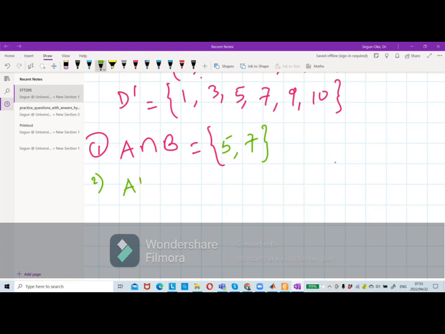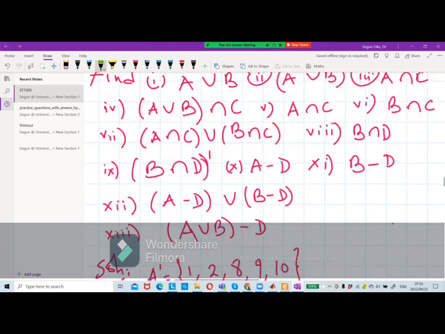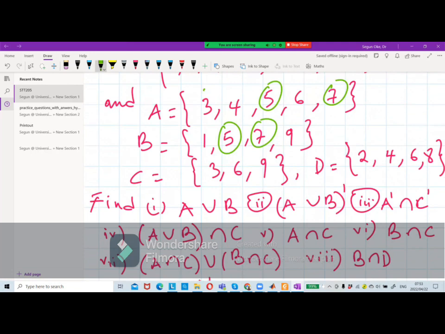Another question now. A union B will now be, let's check. What's A union B? Add all the elements of the two sets together without repeating any element twice. Although an element can appear twice, you only pick one. That is the meaning. So let's look at it.